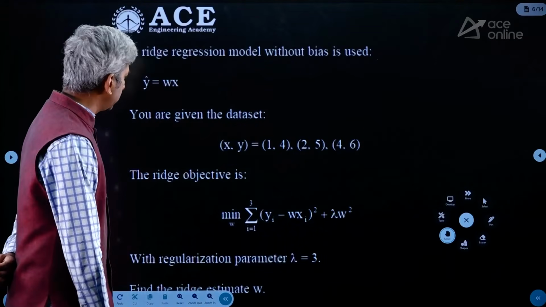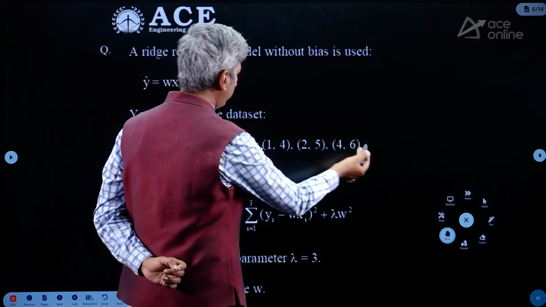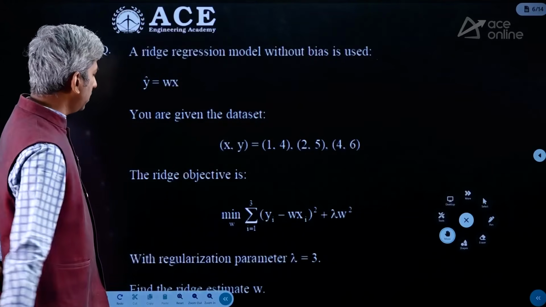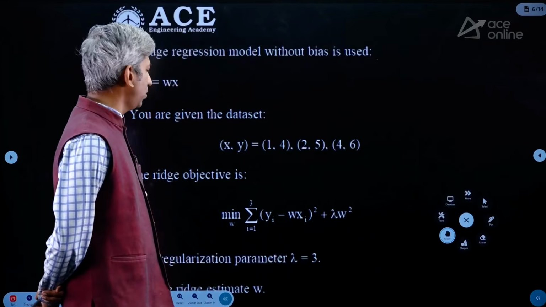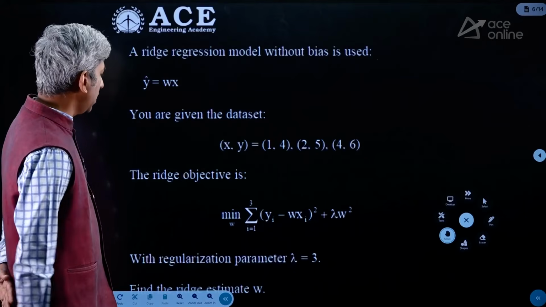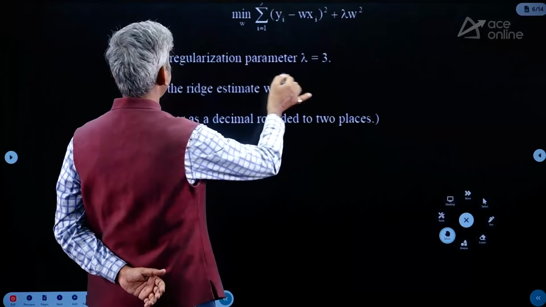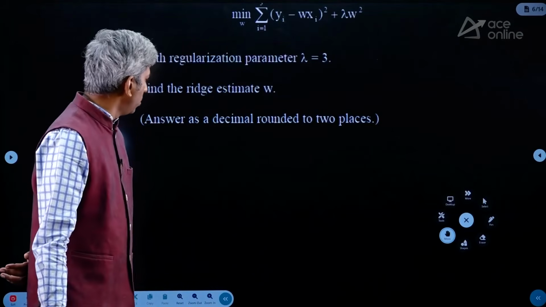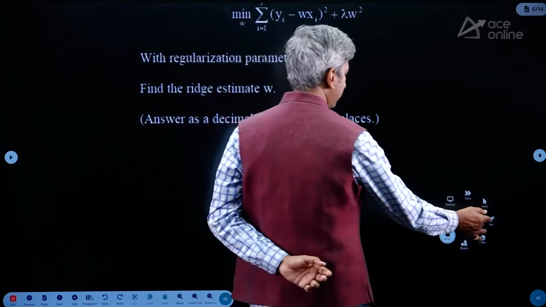You are given the data set with 3 data examples: (1, 4), (2, 5), (4, 6). The ridge objective is to minimize over w the summation i equal to 1, 2, 3 of (yi minus w xi) whole square plus lambda w square, with regularization parameter lambda equal to 3. Find the ridge estimate w. Answer as a decimal rounded to 2 places.